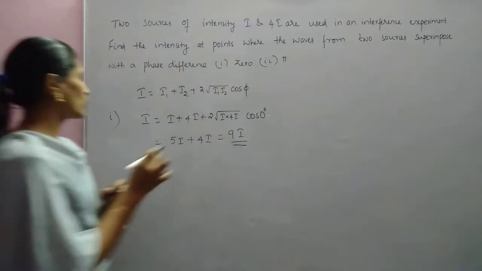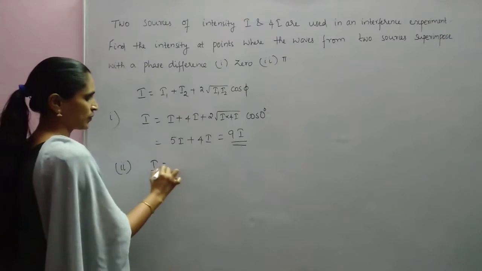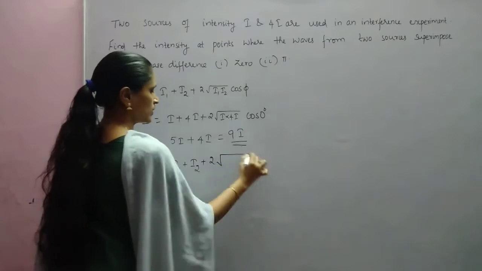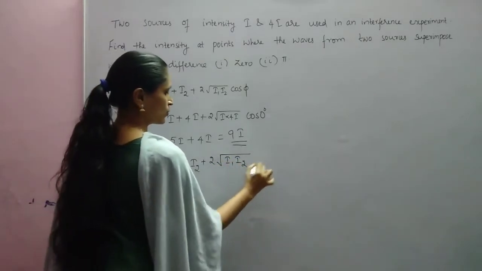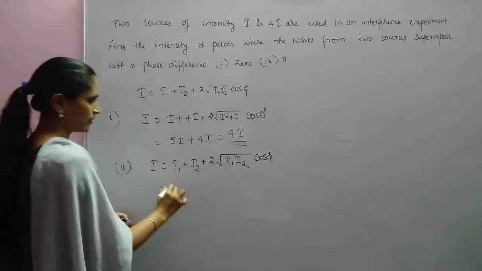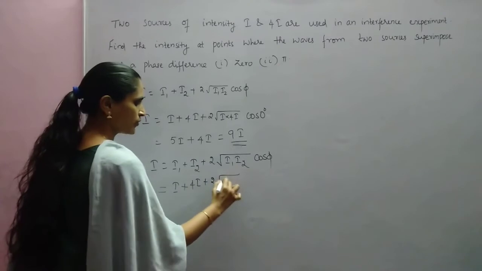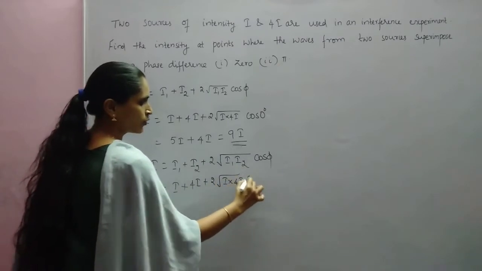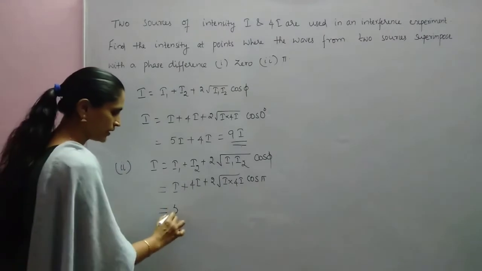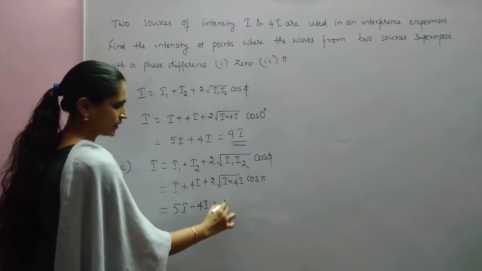And in the second case, what will you get? In the second case you can see the same expression, I1 plus I2 plus 2 root I1 I2 cos phi. What's the value of I1? I1 is I, I2 is 4I, plus 2 into root of I into 4I, cos phi. The value of cos phi is minus 1. So you can write it as 5I minus 4I, which is equal to I.